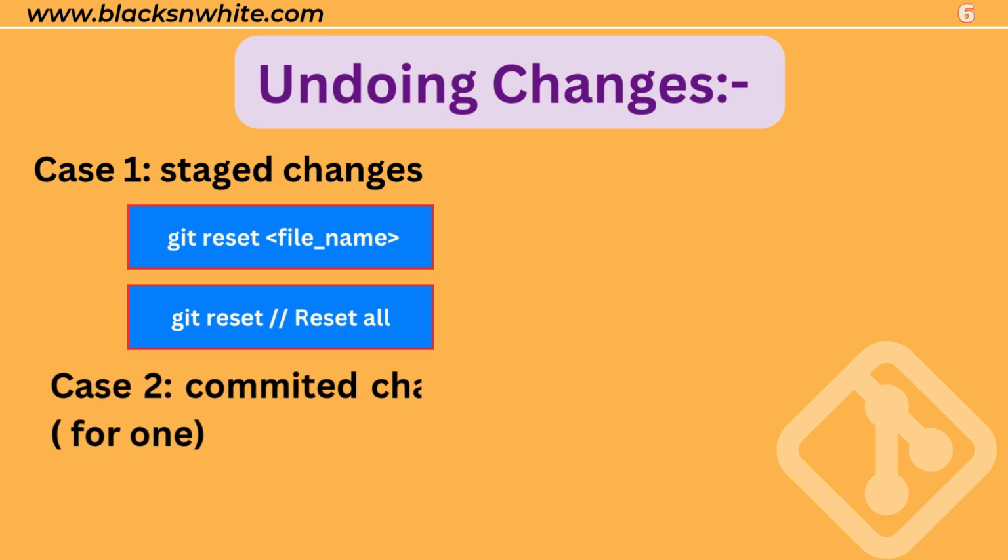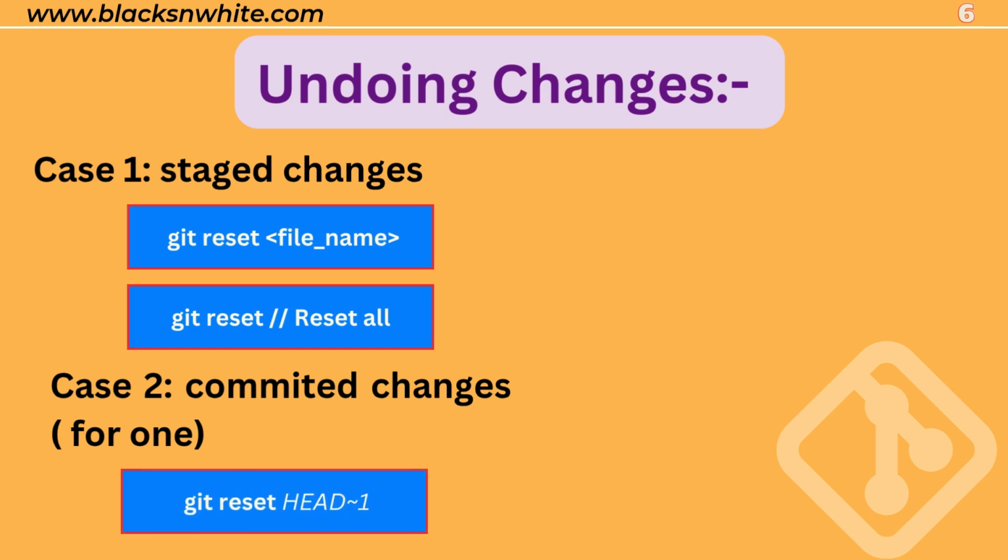Case 2. Committed changes. For 1. Git reset HEAD~1. This command moves the branch pointer back by 1 commit. It effectively uncommits the most recent commit, and its changes become unstaged.